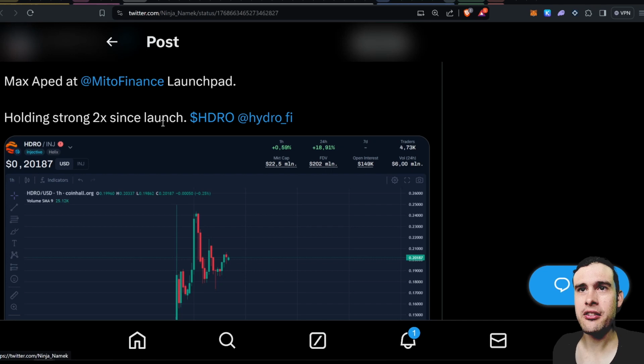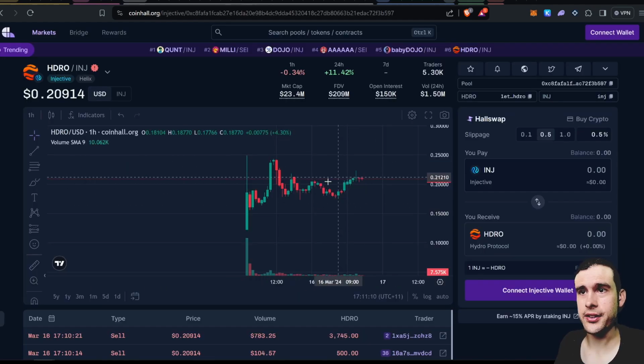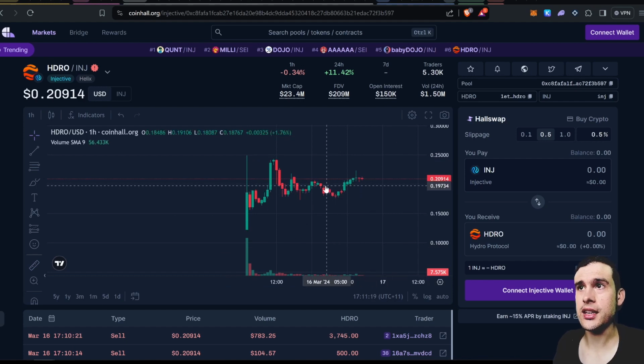Also, the MitoFinance Launchpad went through pretty well. So I got my HDRO. It's not really worth a hell of a lot, so that's fine. I'm just staking it at the moment. And actually this has gone up about 2x since the launchpad. It's not too bad though. It hasn't aggressively sold off or anything like that, but it did go up like 100% at one point. So I'm just going to hold on to this, and I've got it currently farming away in the MitoFinance vault.